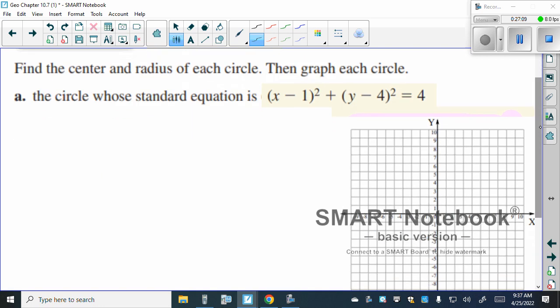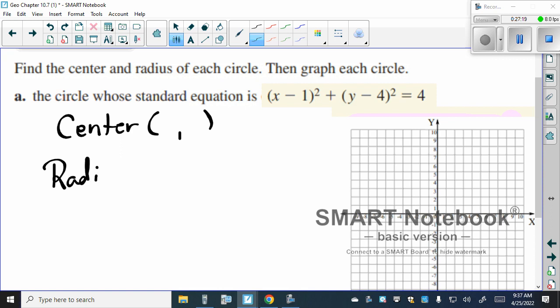Find the circle given this here, and then graph it. So we want to find the center and the radius. So again, our standard equation is x minus h squared plus y minus k squared is equal to r squared.